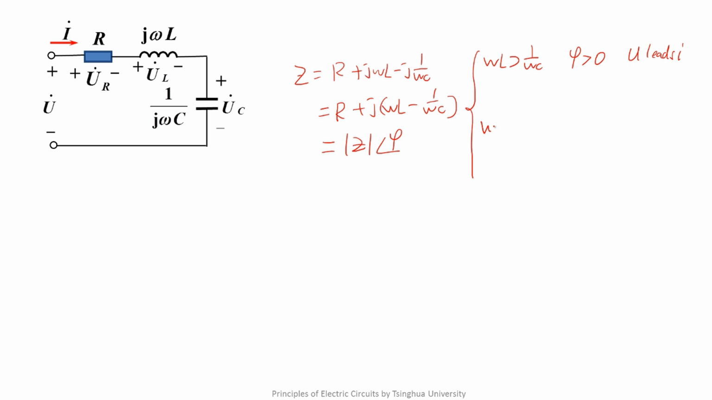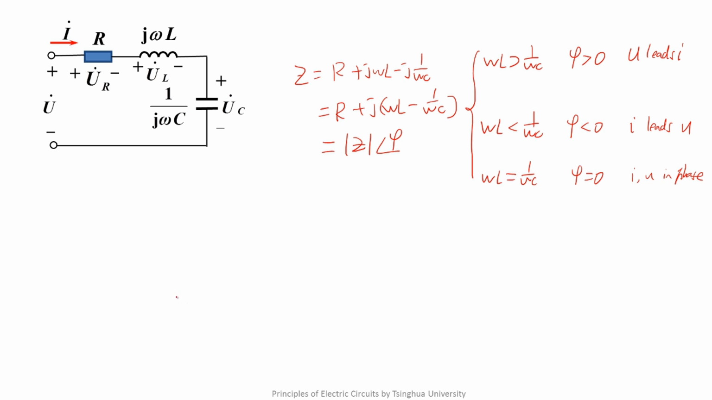In the second condition, omega L is less than 1 over omega C, so phi is less than 0, and I leads U. In this condition, the circuit shows capacitive characteristic. The third condition is special, in which omega L equals 1 over omega C, so phi equals 0, and the voltage and the current are in phase. This special condition is called resonance. We will discuss resonance in detail in the following lectures.